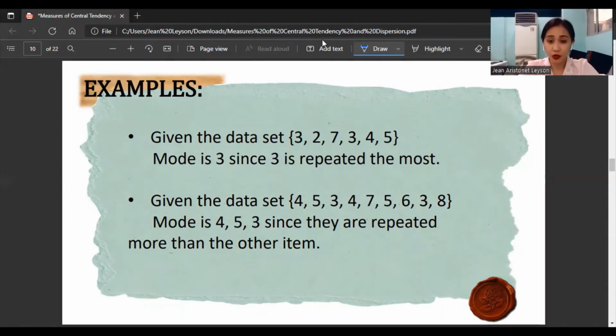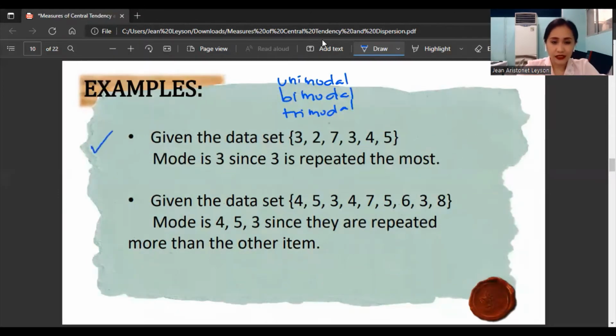If there is one mode, that is called unimodal. If there are 2, that's bimodal. If there are 3, that's trimodal. If there are 4 or more, that is multimodal.